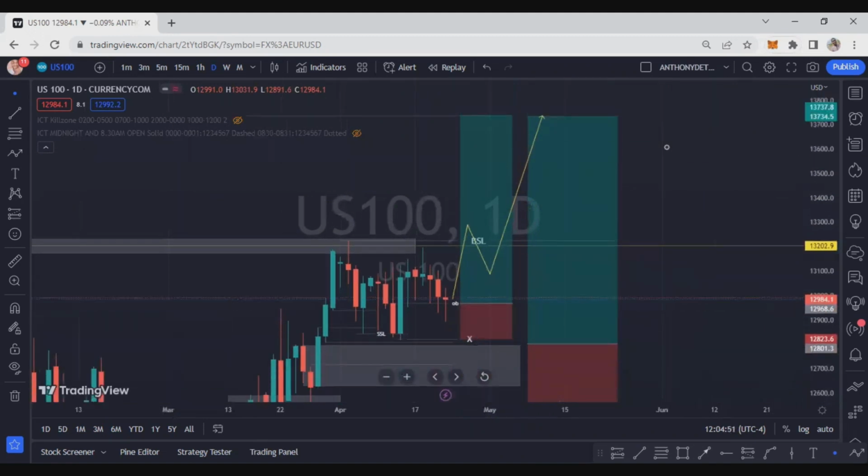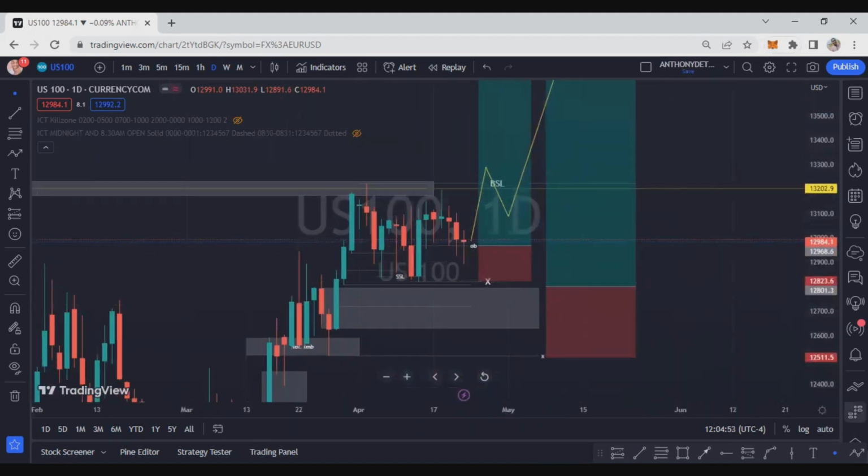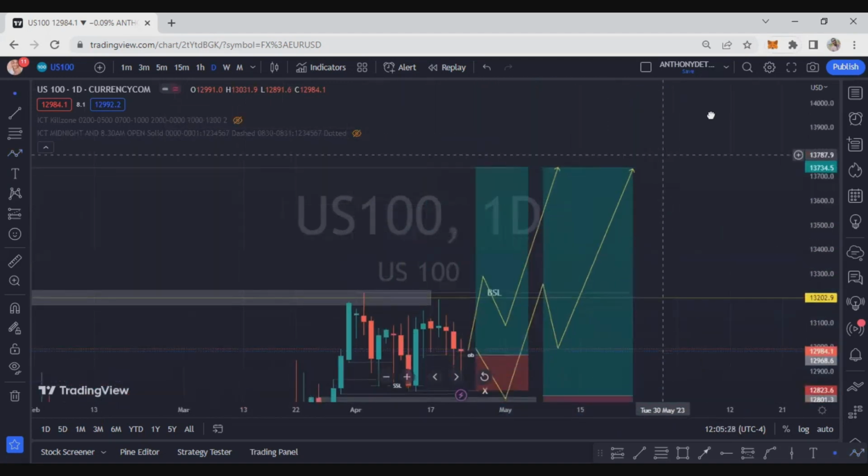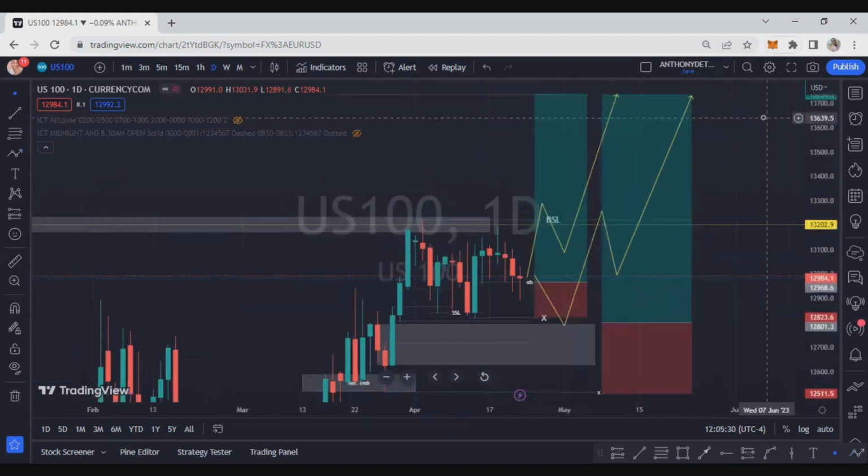Or price might do this too. This is also possible. Price might, from here, pick out this, then maybe retrace into a fair value gap it will be creating here, then go up. So this is just a personal view of the market.